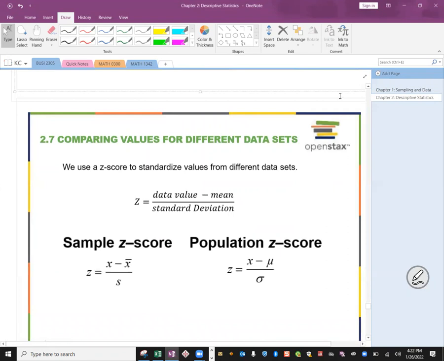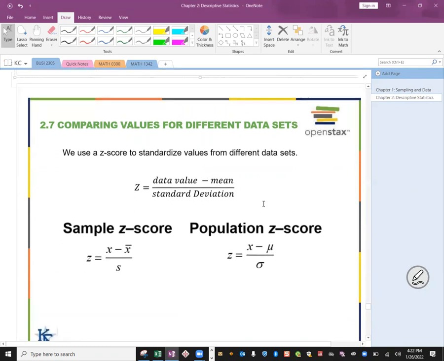2.7 is about being able to compare values for different data sets. And so we use what's called a z-score or a standardized value to help us find that. Your z-score is simply your data value you're interested in standardizing minus the mean of that set of data divided by the standard deviation of that set of data.